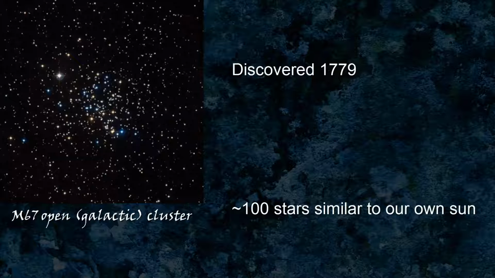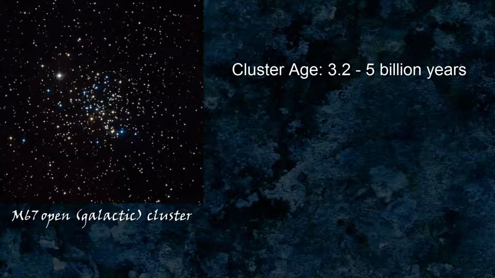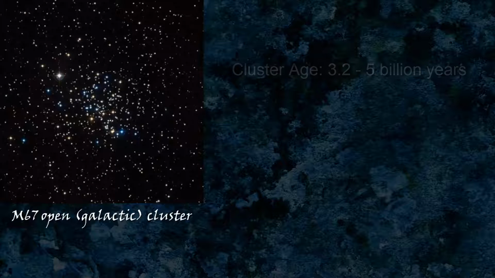The cluster has about 100 stars similar to our own Sun, and the age of the cluster has been estimated at between 3.2 and 5 billion years, making it one of the oldest open clusters known. Even at the minimum estimate, most every star in this cluster is old enough for any planets they may have to have evolved life and possibly an oxygen atmosphere.